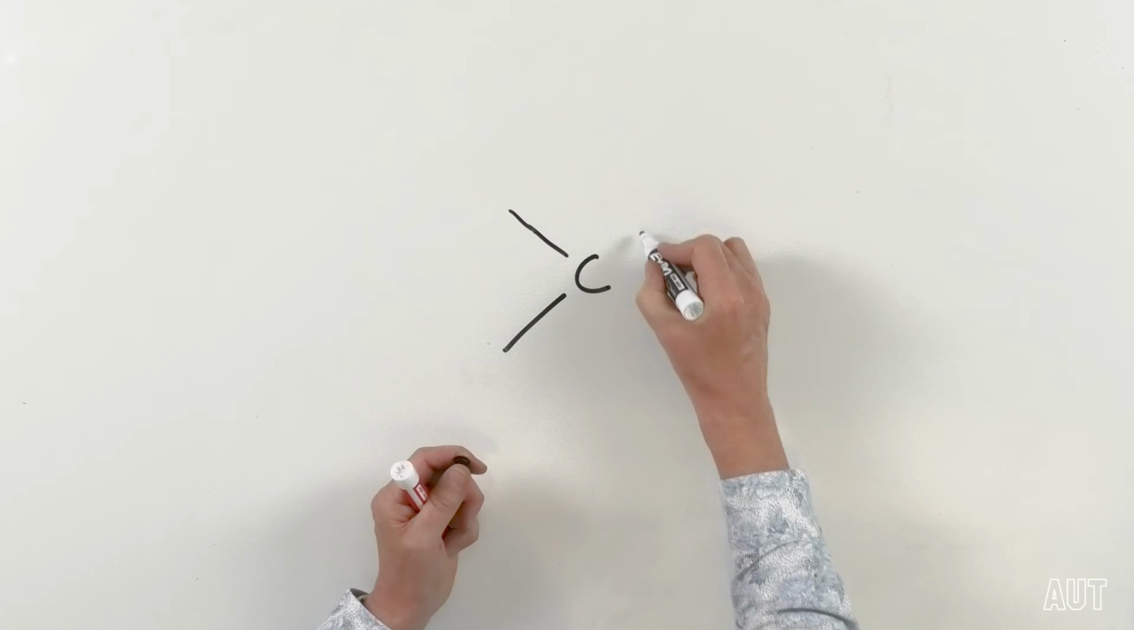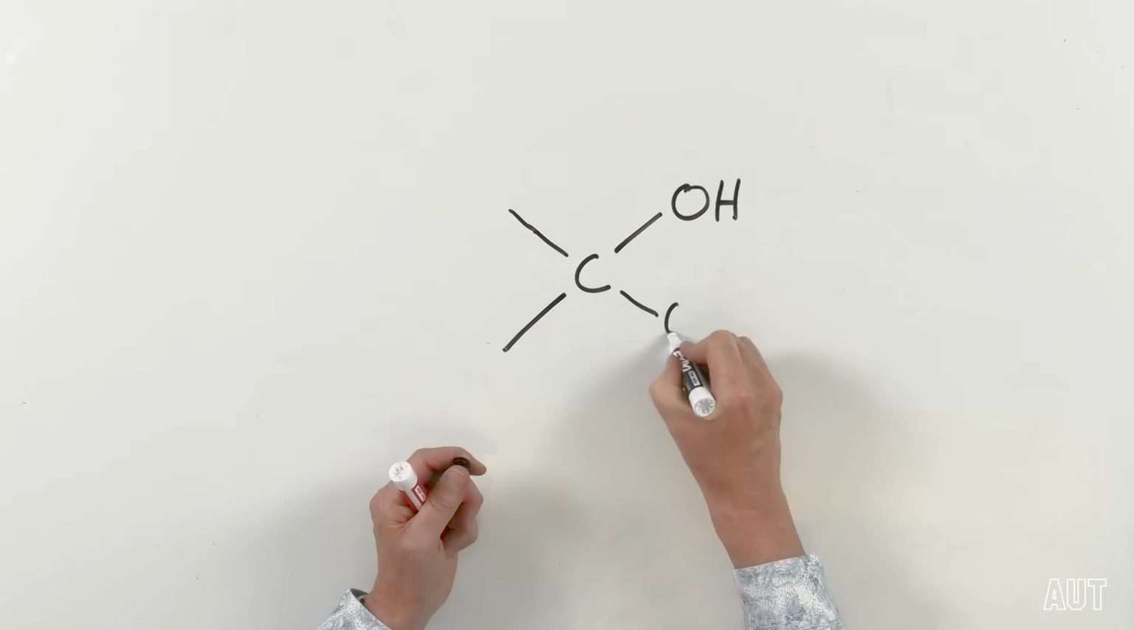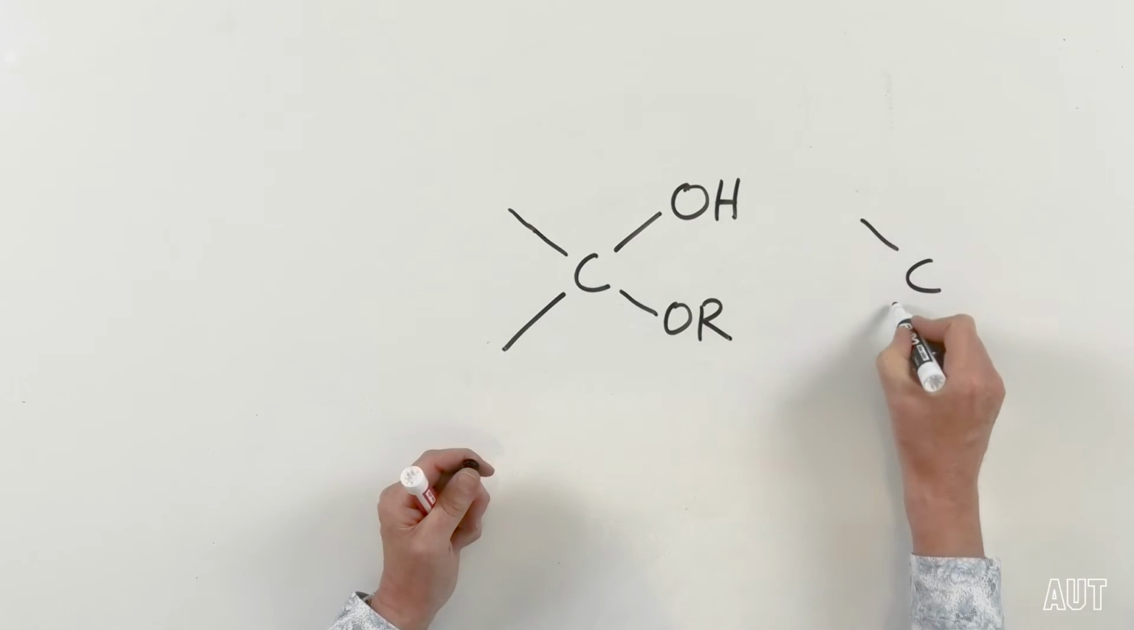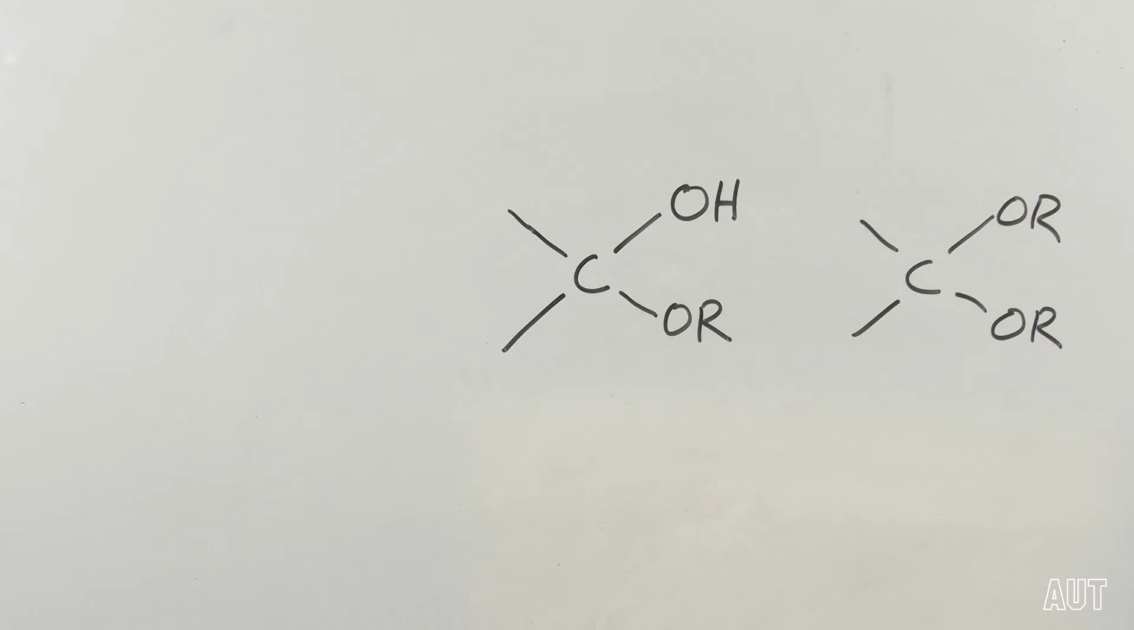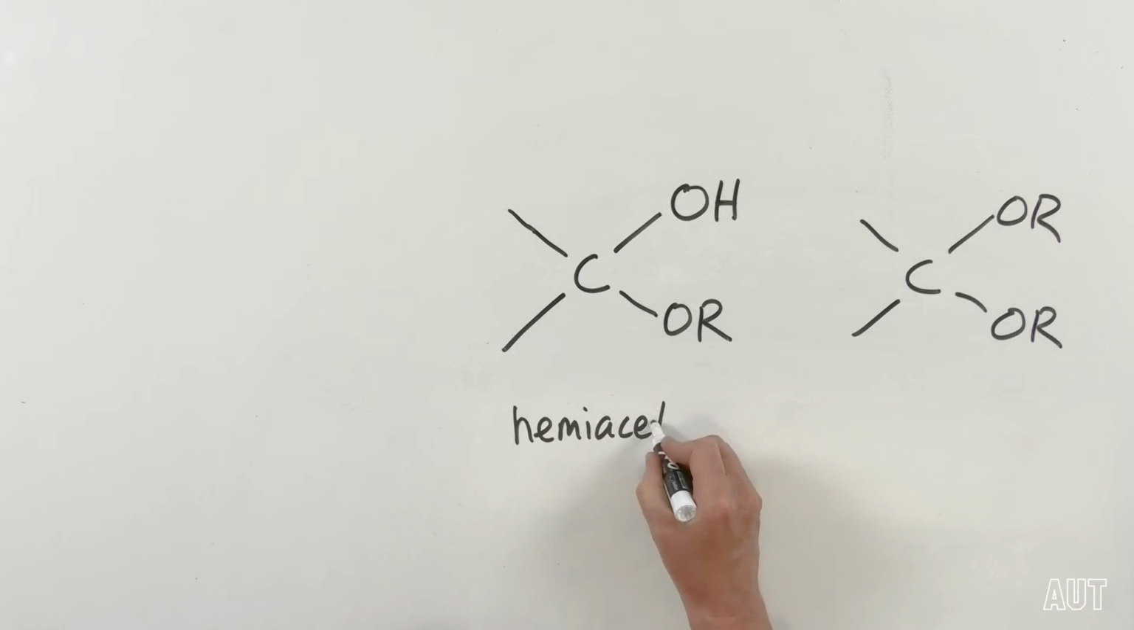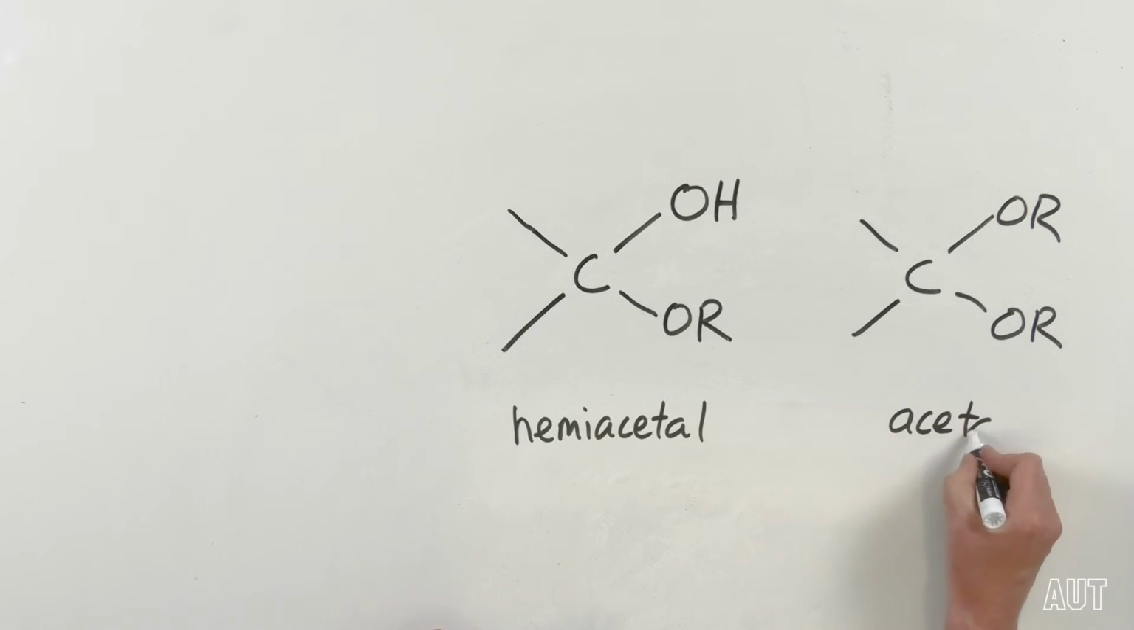Hemi, what does hemi mean? Hemi is the same as semi. I don't know why they have 2 different names for that. Hemi meaning half of, so it means that you're halfway to an acetal. So we've got 2 new functional groups that we need to talk about in terms of sugar chemistry that are important. We have a C with an OH and an OR on the same carbon, or we've got a C with an OR and an OR on the same carbon. This is called a hemiacetal, and this is called an acetal.